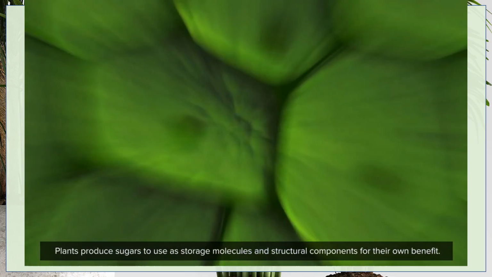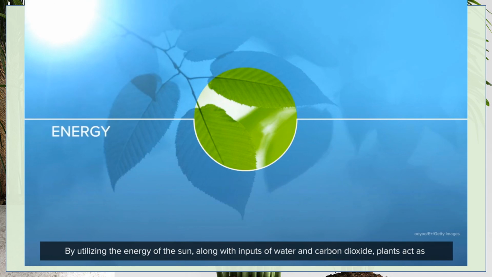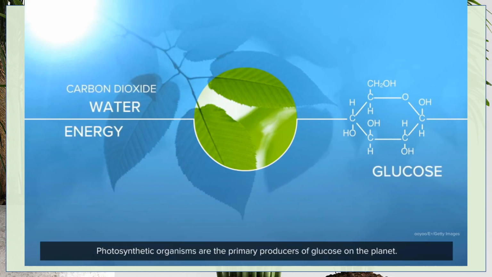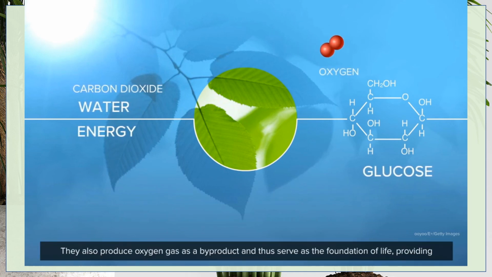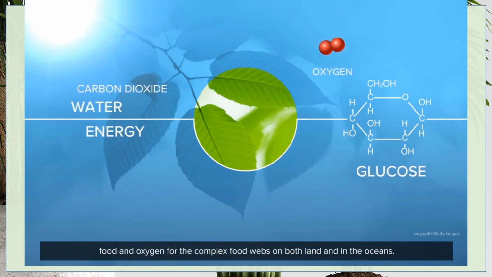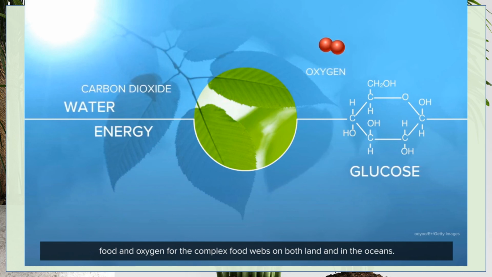Plants produce sugars to use as storage molecules and structural components for their own benefit. By utilizing the energy of the sun, along with inputs of water and carbon dioxide, plants act as glucose factories. Photosynthetic organisms are the primary producers of glucose on the planet. They also produce oxygen gas as a byproduct, and thus serve as the foundation of life, providing food and oxygen for the complex food webs on both land and in the ocean.